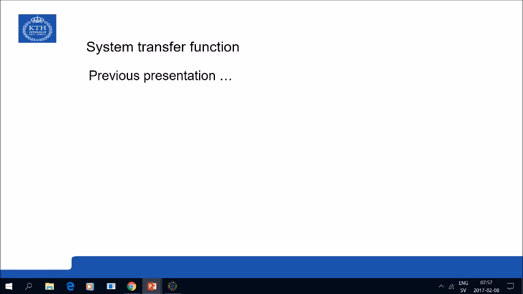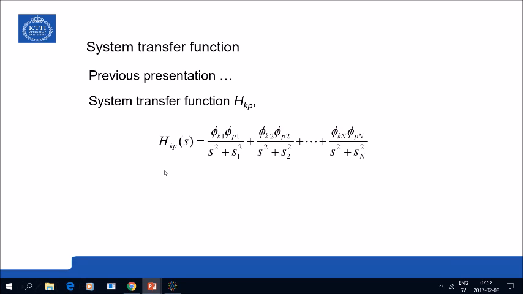Well, from a previous presentation, we know that the system transfer function can be written in this form, where we have a sum of contributions from the different modes. And in the numerators here, we have the elements of the mode shapes, and in the denominators we have the system poles. So in this form, the system transfer function is expressed explicitly in the mode parameters of the system.